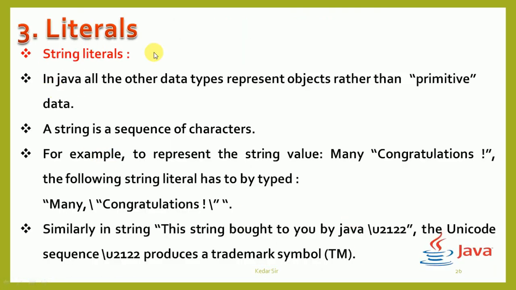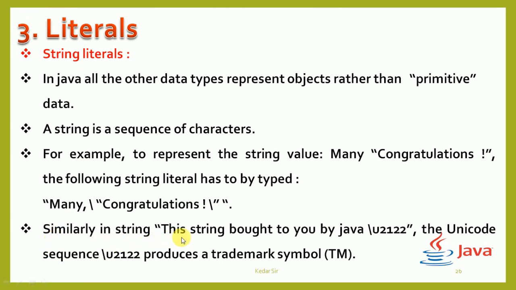So what is in the string literals? In Java, all other data types represent objects rather than primitive data. The string is a sequence of characters in the programming language. For example, to represent the string value "Many congratulations", the following string literal has to be typed in your Java source code: double quotation marks, "Many", comma, then backslash, then within inverted commas you write congratulations, right? Then it will display this message in the output.